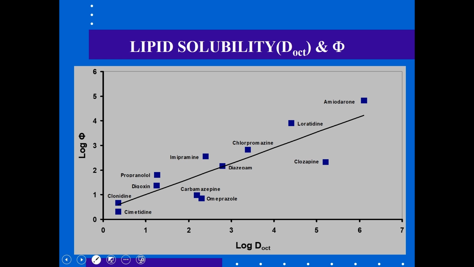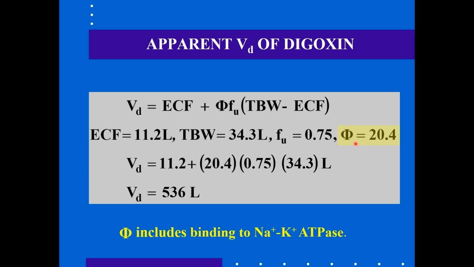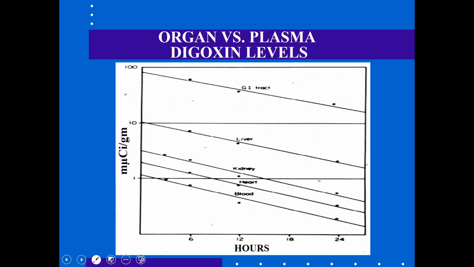So let's get back to the example of digoxin. We know that the fraction free is 0.75, and we can back calculate from the observed distribution volume that it has to have very high partitioning into tissues, a factor of phi of 20.4, and here's experimental data. The binding also includes binding to sodium, potassium, ATPase. See, every tissue in the body here has much higher concentrations of digoxin than does the concentration in blood.